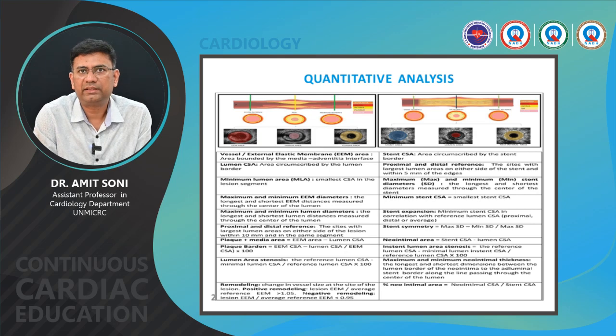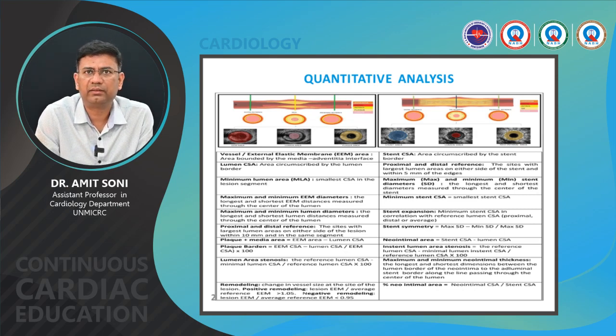Neointimal area is stent CSA minus lumen CSA. In-stent lumen area stenosis is the reference lumen CSA minus the minimum lumen CSA, divided by the reference lumen CSA, times 100. Maximum and minimum neointimal thickness can also be assessed with OCT. And percentage neointimal area is the neointimal cross-sectional area divided by the stent cross-sectional area.